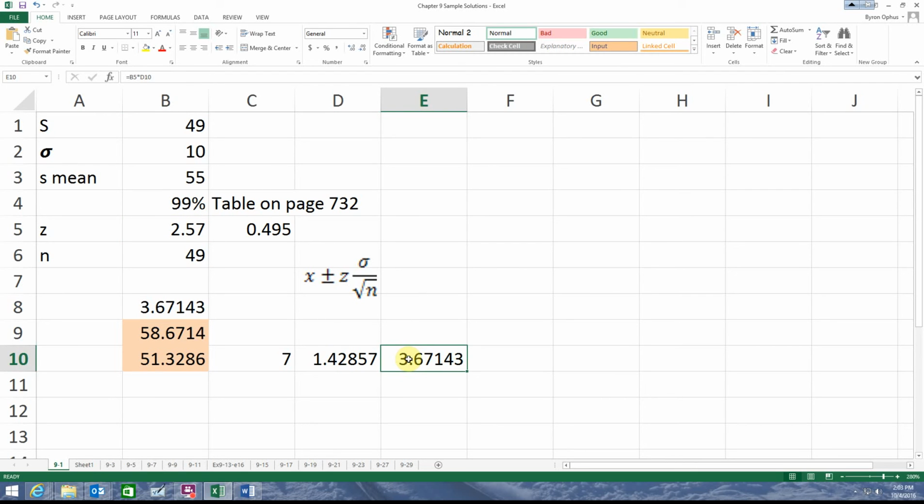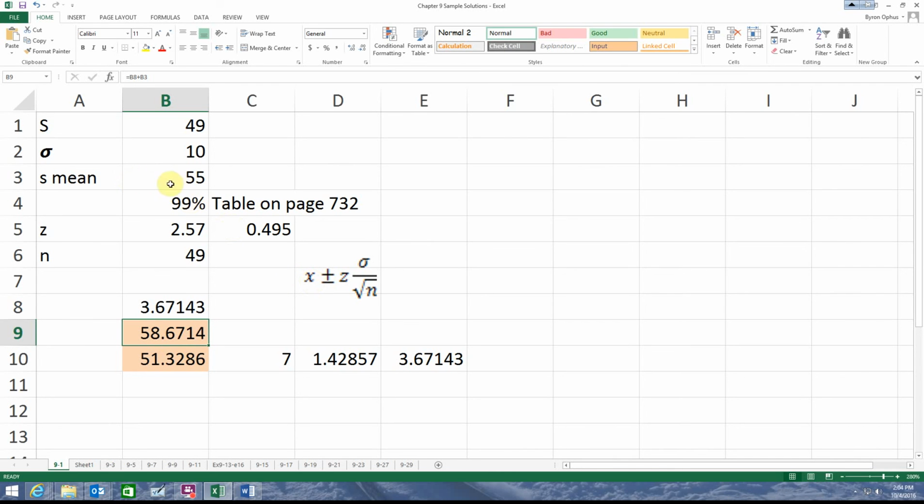So I put that in there as my z value, and I simply say then that this is equal to my z times my standard deviation divided by the square root of n. Okay, so that is 3.67143, but I want to know, 99% sure, between what two figures my population mean will lie, and so it's plus or minus, right?